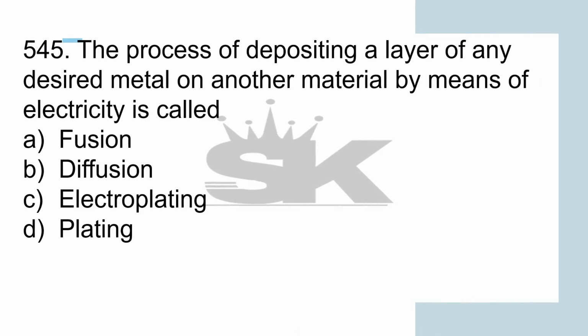The process of depositing a layer of any desired metal on another material by means of electricity is called electroplating. It is one of the most common applications of the chemical effect of electric current.